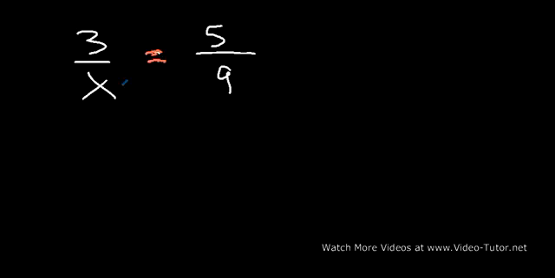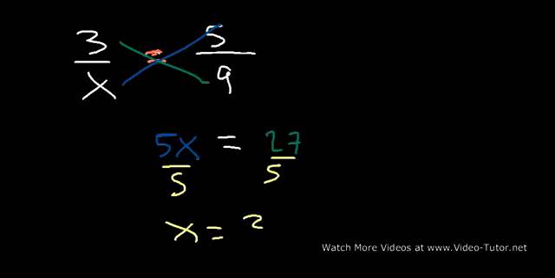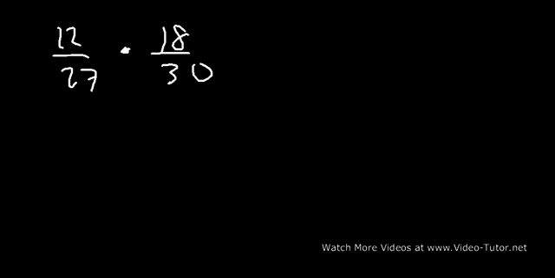Now, be careful though. Let's say if you have two fractions separated by an equal sign, and you wish to solve for x. You don't want to multiply across. If you have an equal sign, you want to cross multiply. 5 times x is 5x, and 3 times 9 is 27. And then you can solve for x by dividing both sides by 5. So x is 27 over 5. So whenever you have two fractions separated by an equal sign, you cross multiply. But if you're multiplying two fractions and there's no equal sign between them, then you can multiply across.